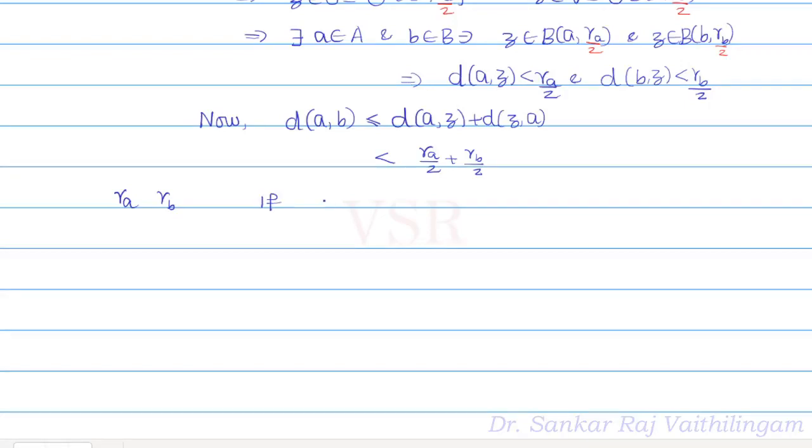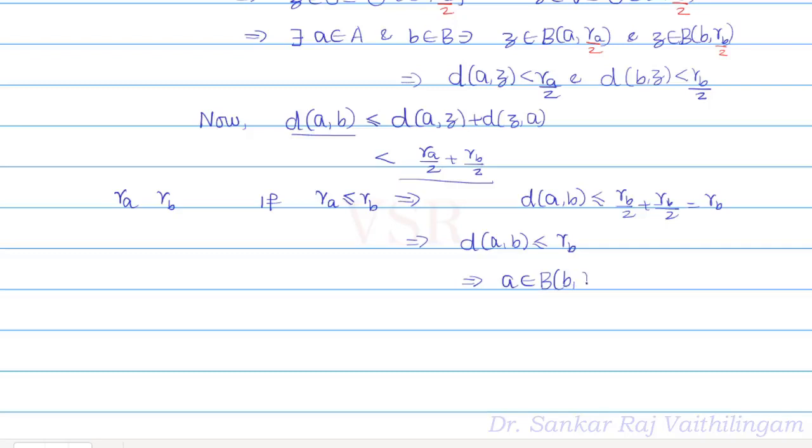Suppose RA is less than or equal to RB. This implies that the distance between A, B is less than or equal to, in place of RA, can I put RB? Then RB by 2 plus RB by 2 is equal to RB. So what does that mean? This implies that the distance between A, B is less than or equal to R suffix B. Okay, so what do we learn from this? This implies that A belongs to the ball with the center B, radius R suffix B. Already, where have we taken the element A? We have taken it in capital A. So this belongs to A intersection B.